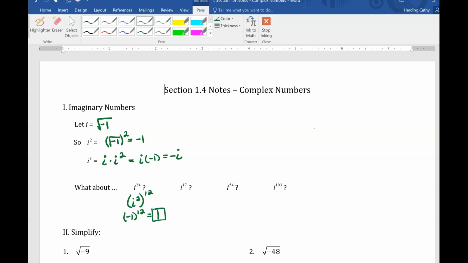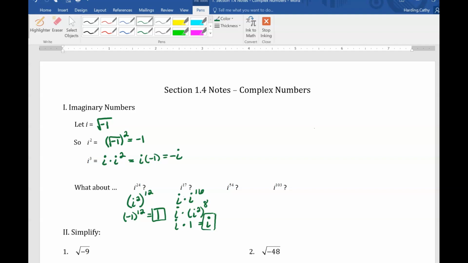How about i to the 17th, when there's not an even power? What you want to do first is write this as i times i to the 16th. Then we can break it down into i times i squared to the 8th. i squared is -1, and -1 to the 8th is +1. So this answer would be just i. When you're doing i to a certain power, there are really only four possible answers: it's either 1, -1, negative i, or positive i.